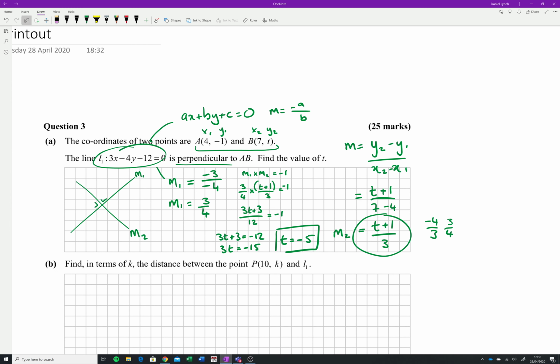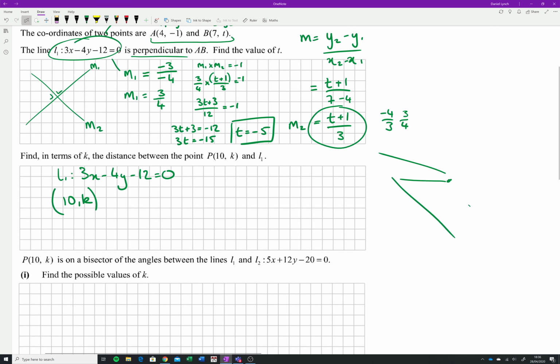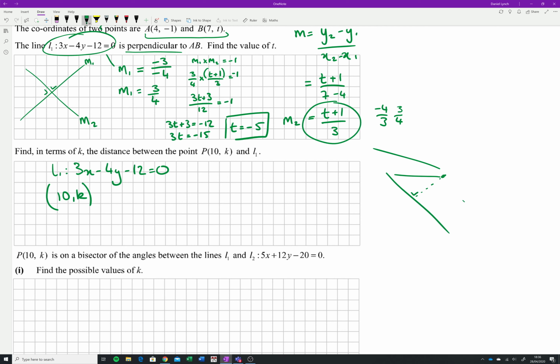Find, in terms of k, the distance between a point and line 1. So in this case, they are giving you a line, 3x minus 4y minus 12 equals 0, and they're giving you a point, which is (10, k). When they say the distance between a point and a line, it could be that distance, it could be that distance. They're, of course, talking about at right angles. So they're asking what's the perpendicular distance, but they don't quite express it so clearly.